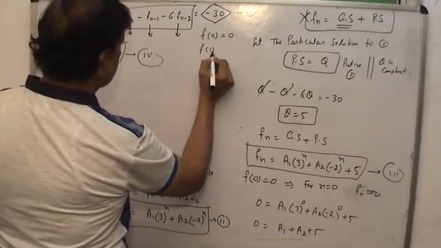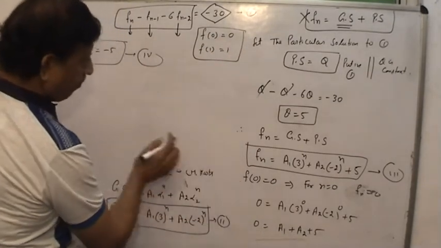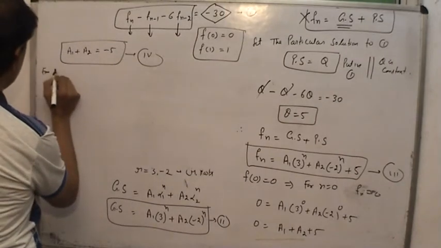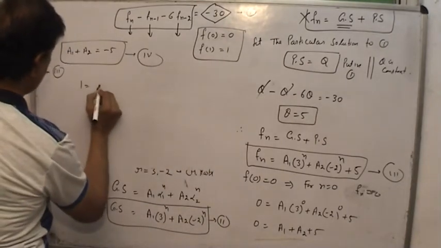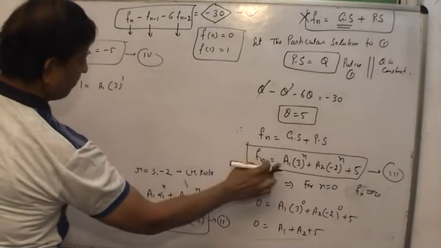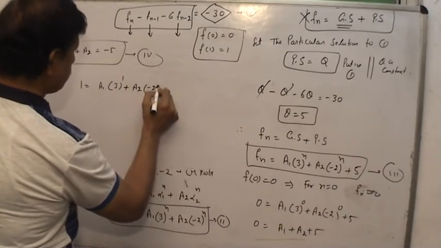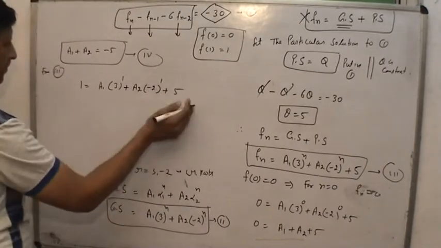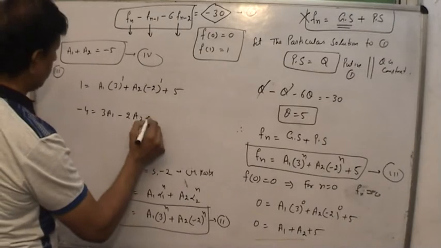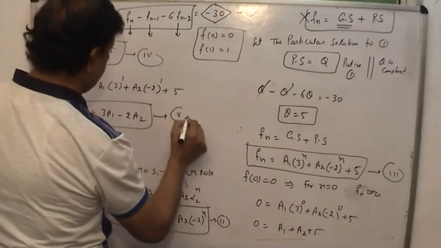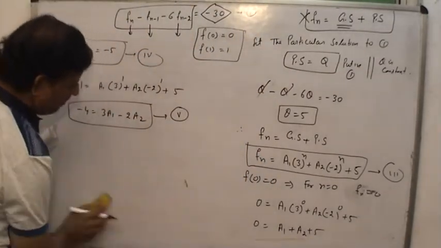Let us consider another condition, say F of 1 is equal to 1. From 3 we get F of n is equal to 1 is equal to A1 into 3 raised to the power n, n is again 1, plus A2 into minus 2 raised to the power n plus 5. Then minus 4 is equal to 3A1 minus 2A2. Say it is equation number 5. And we can solve both equations simultaneously by using simple algebraic methods.